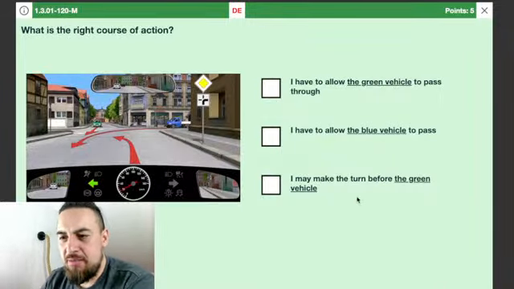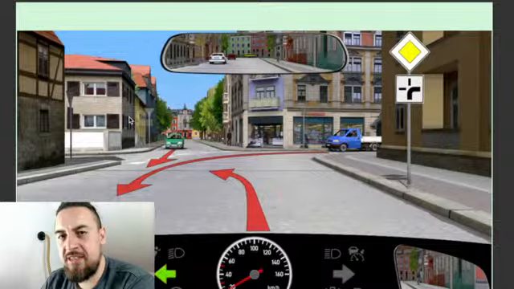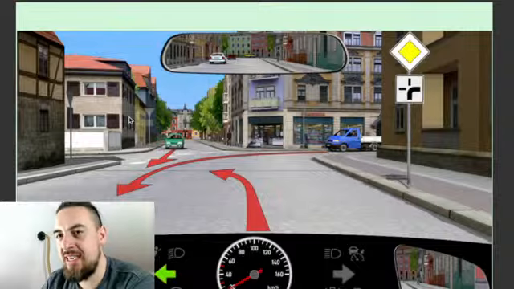Okay, what is the right course of action? Let's have a look. We are coming to a crossing here. Check which sign regulates the crossing, and then think who's going first, second, and last.